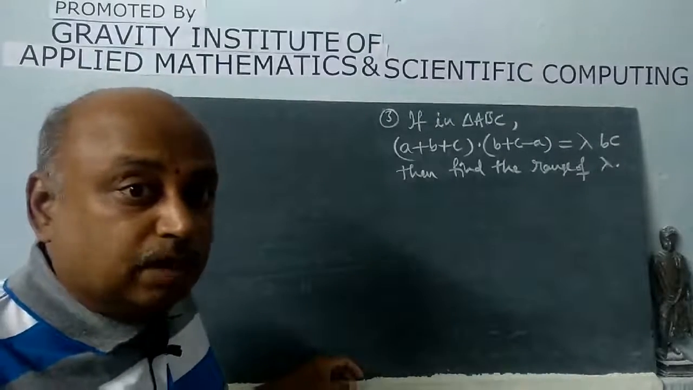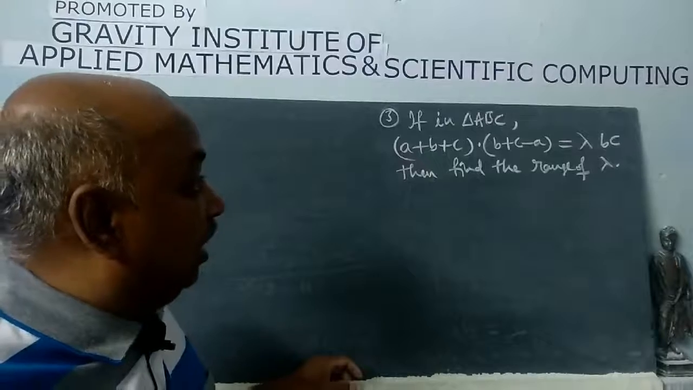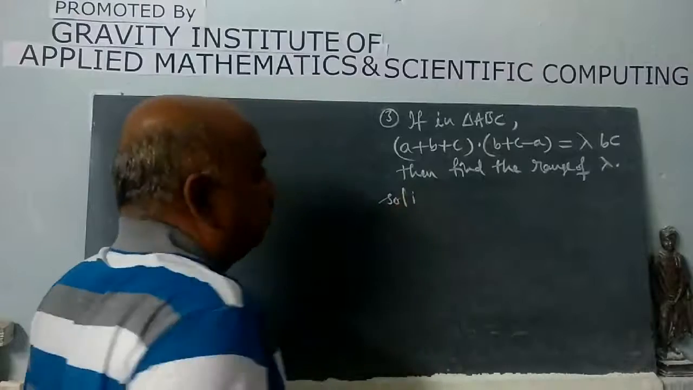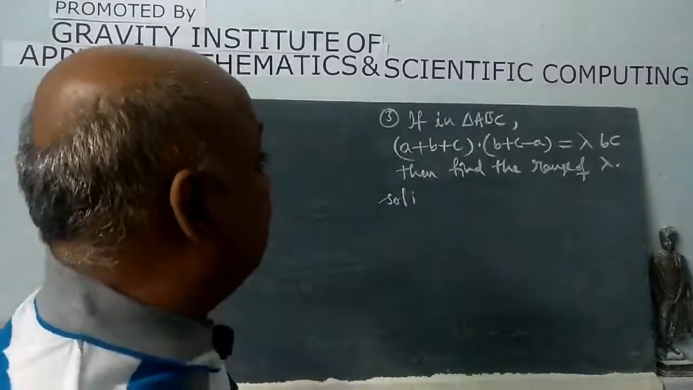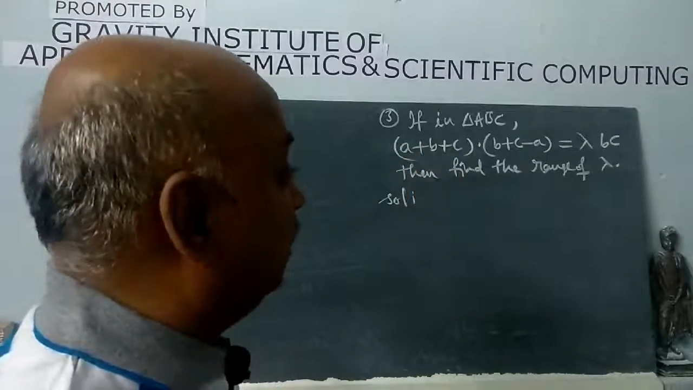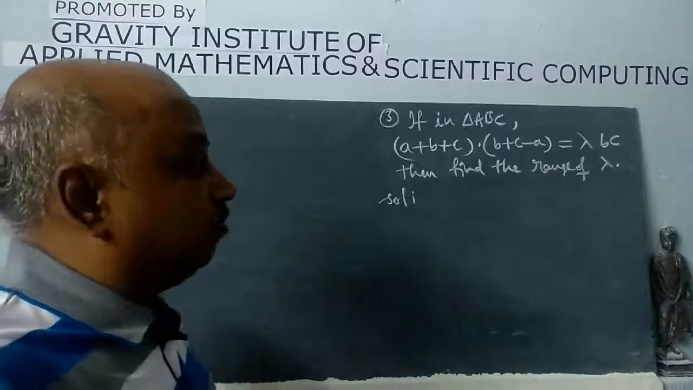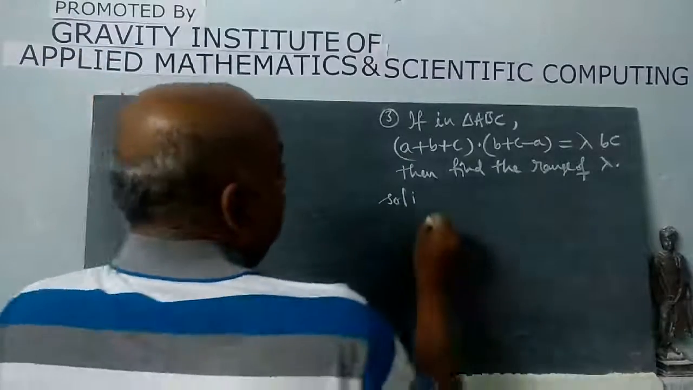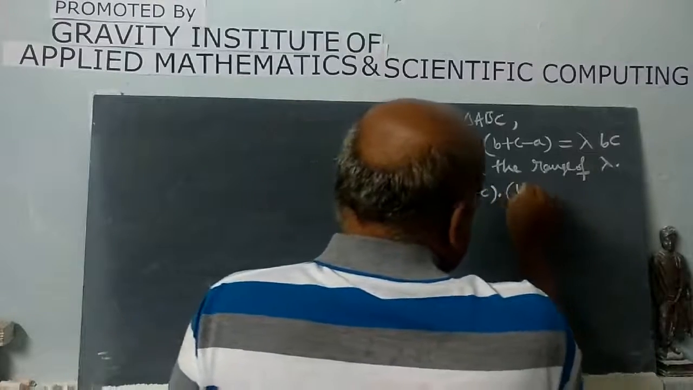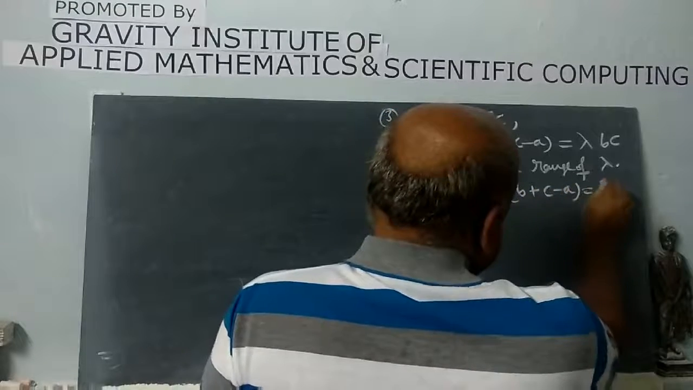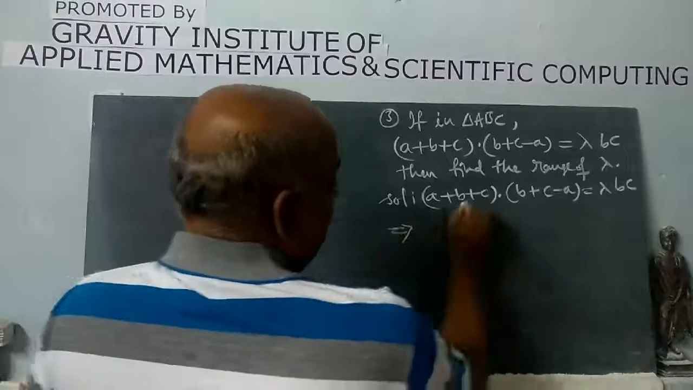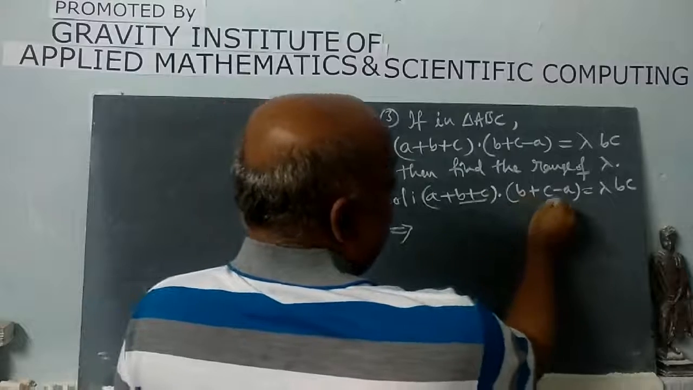Here small a, small b, small c are the sides of the triangle. Here the relation between a, b, c is that (a plus b plus c) into (b plus c minus a) is equal to lambda into bc. Lambda is a real number or parameter. This is given. This implies (b plus c plus a) into (b plus c minus a).